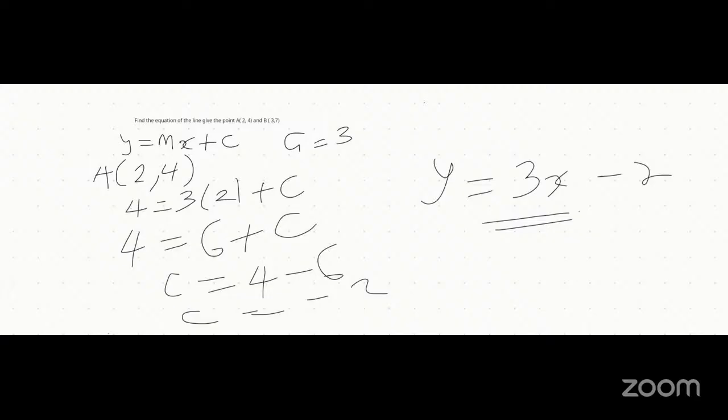So the formula for finding the equation of a line, y equals mx plus c, should be noted down in your book. Please note it down in your book, very, very important. The equation for finding a straight line of 2 given points is y equals mx plus c, where m represents your gradient and c represents your y-intercept. Okay, very good.